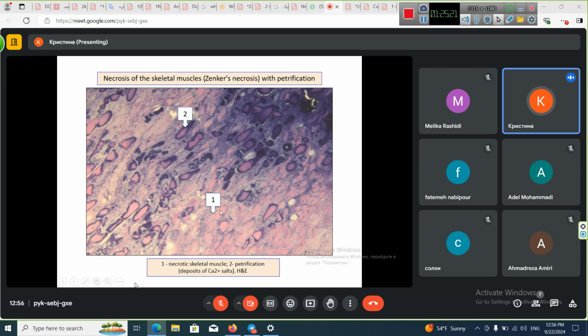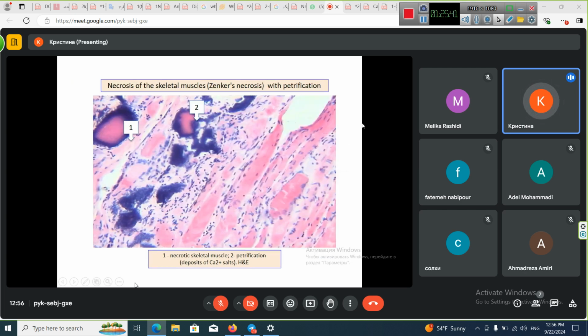We can say that these skeletal muscles are necrotic. They are dead because they contain no cell nuclei. Cell nuclei which we see here at the periphery are actually the cell nuclei of loose fibrous connective tissue.